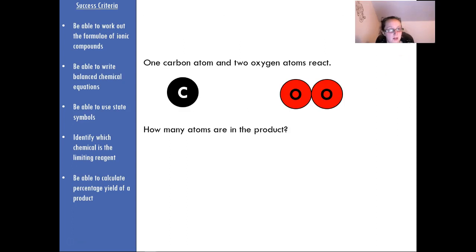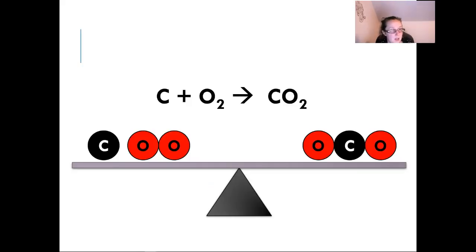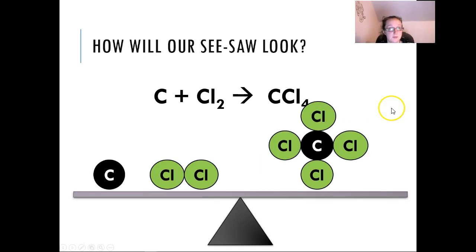So let's just look at an example. If I've got one carbon atom and two oxygen atoms and they react together, hopefully we all know that we're going to end up with a total of 3 atoms in our product, and it's going to be CO2. So if I was going to write that out, I would go C plus O2 goes to CO2. I would check to see it's balanced by seeing I've got a C on the left hand side and 2 O's, and on the right hand side I've got a C and 2 O's. So it's balanced. You imagine it like being on a seesaw. That's a balanced equation, so I'm all good to go.